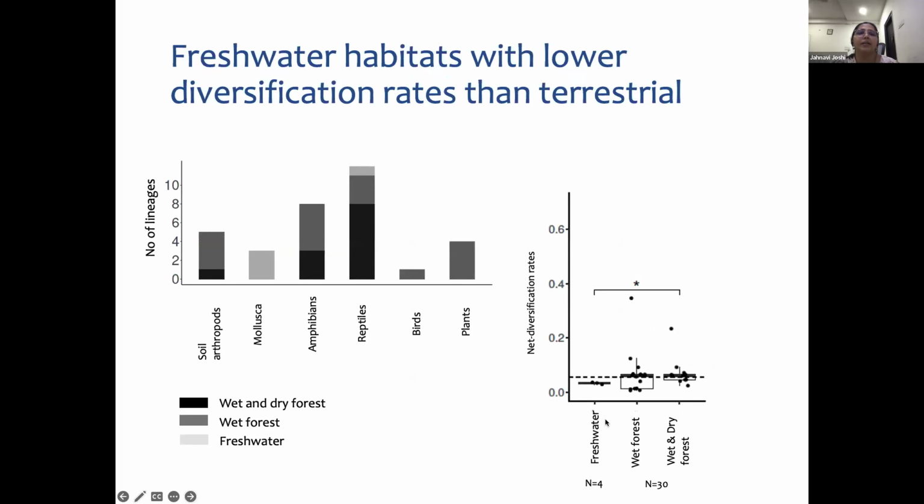Interestingly, we didn't find a pattern between the wet and dry forest. However, freshwater lineages had a lower diversification rate. However, our number is only 4, so we can't say it conclusively. But wet and dry forest lineages didn't differ in their diversification rates.